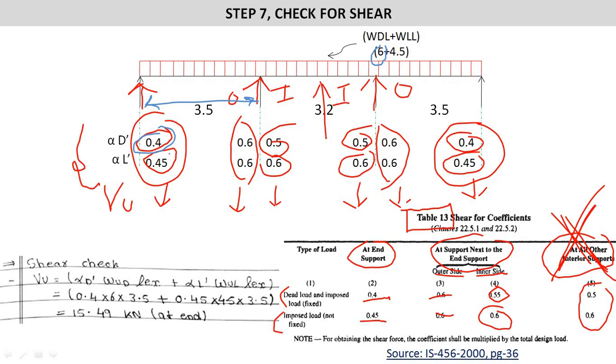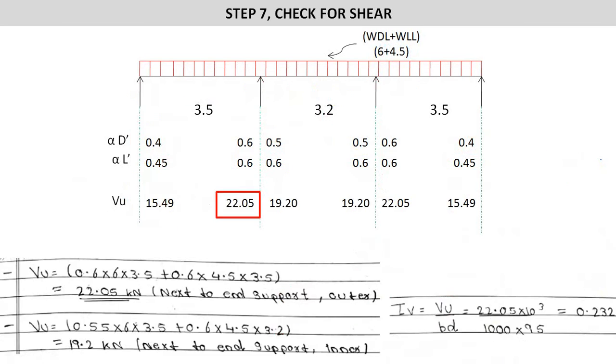The coefficient of live load is 0.45, into its load of 4.5, and its distance is 3.5. So we get the VU as 15.49 kilonewton at the end. So we will have here the value of VU as 15.49, and here we will have 15.49.